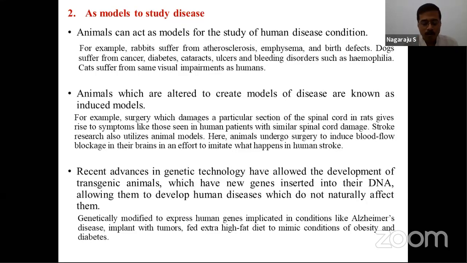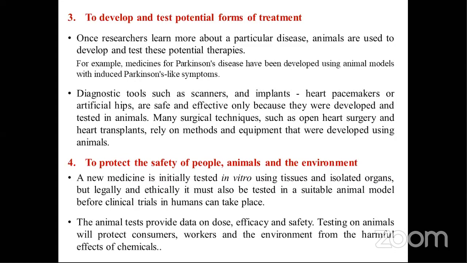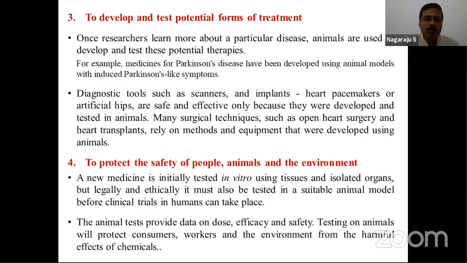So what is the outcome? Why do we need to do this? Inducing a disease or making a transgenic animal model, why do we want to do this? The main thing is to develop and to test potential forms of treatments. Once the researcher learns more about a particular disease, animals are used to develop and test these potential therapies.